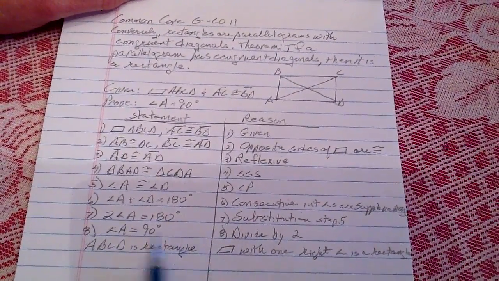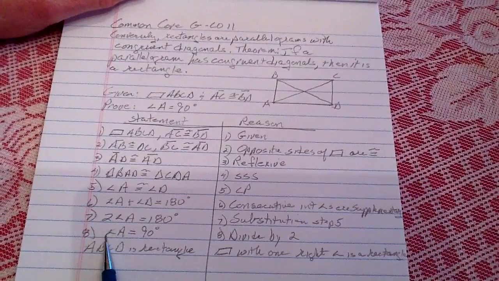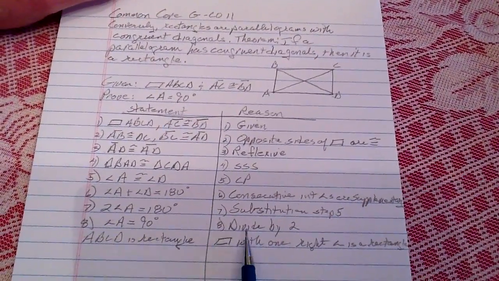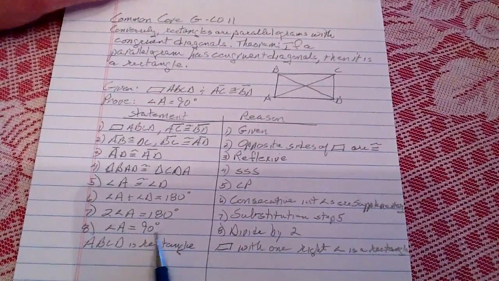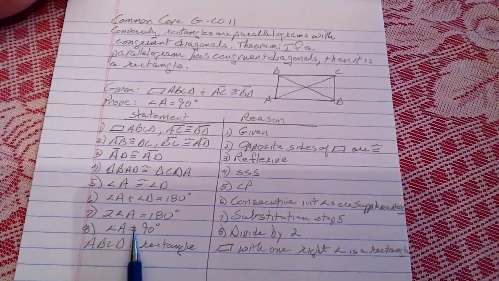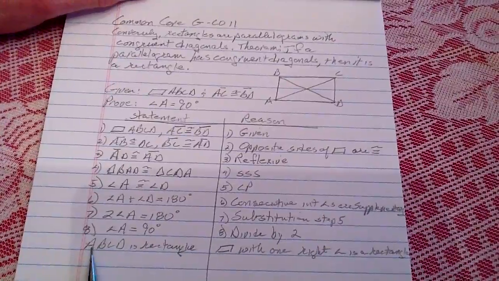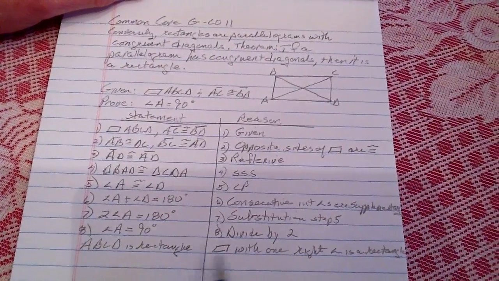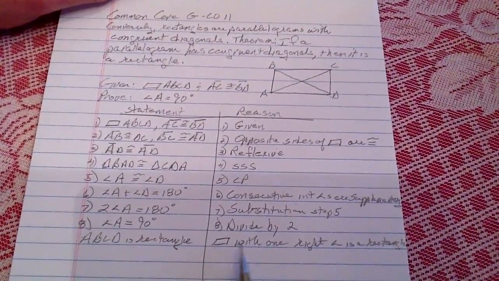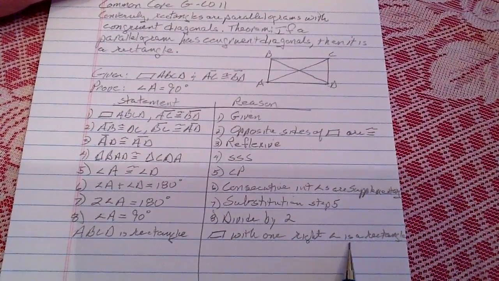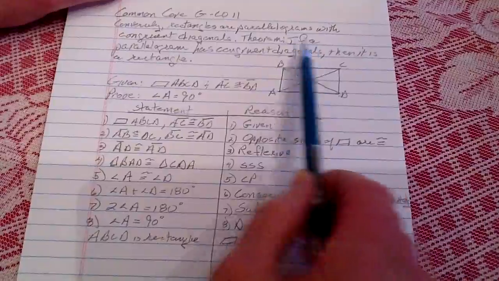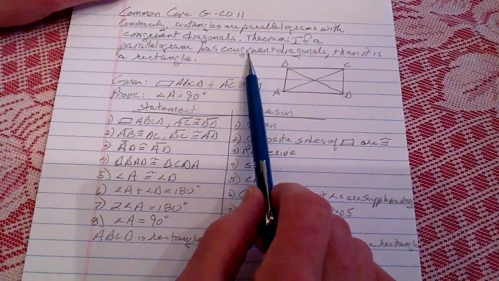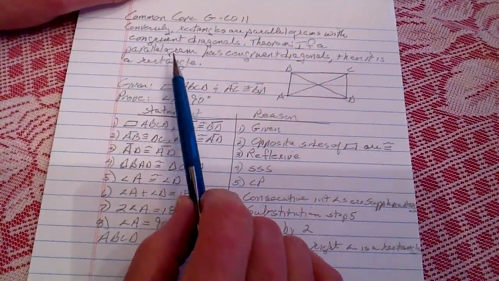If we divide this by 2, that's going to give us angle A equals 90 degrees by division. And therefore, we have just proven what we're looking for, that ABCD is a rectangle, because we know if we have a parallelogram with one right angle, then it is a rectangle. And therefore, we have proven if a parallelogram has congruent diagonals, it is a rectangle.